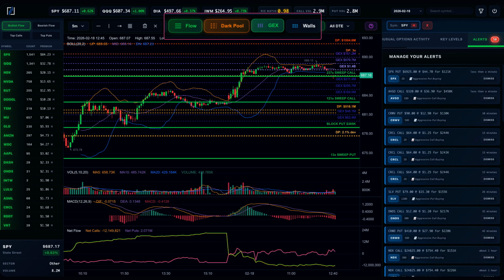These lines act as magnets for the price. Please become familiar with their behavior by spending more time studying them. We use this as input for our own analysis.